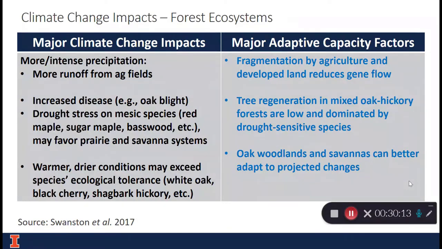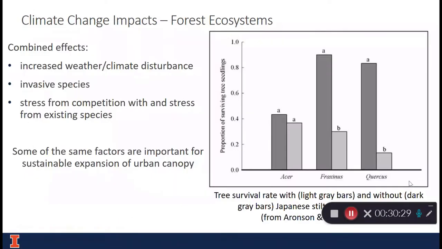So what we're likely to continue to see is that climate change has an overall negative impact on our forested ecosystems, but the right planning, both in urban forests as well as more naturally forested ecosystems, can make our forests resilient to this climate change.